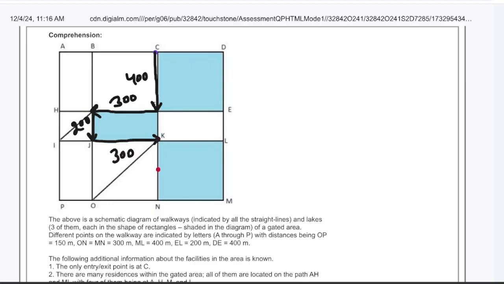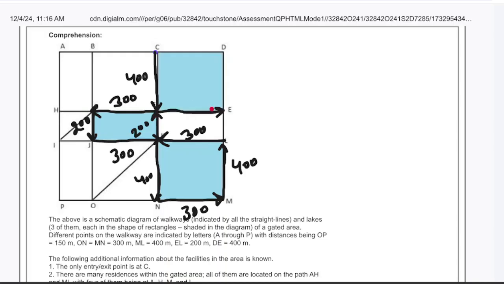Then he can move downwards, K to N. This is 400. Then N to M, this is 300. Then M to L, this is again 400. Then L to K. Now the K point has been repeated, but not the path. Moving upward, again 200. Again the point F is repeated, but not the path, and that we are within our conditions.